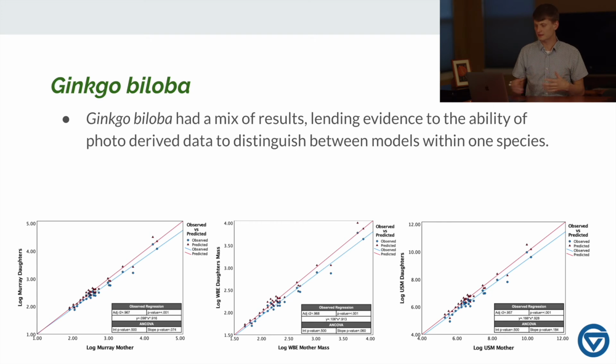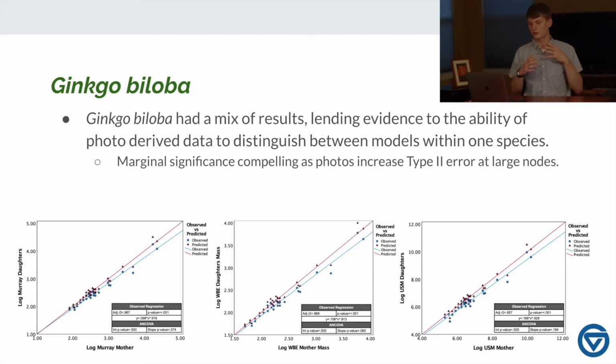And there's a couple caveats to that. One, I want to note that for the Murray's Law and Westbound Inquest, the two models for ginkgo that showed negative allometry, they were marginally significant. But we think that in this case, marginal significance is still compelling, as photos are going to increase the likelihood of type 2 error, especially at the larger nodes, and so marginal significance is still indicating that there's seemingly something going on other than pure isometry.